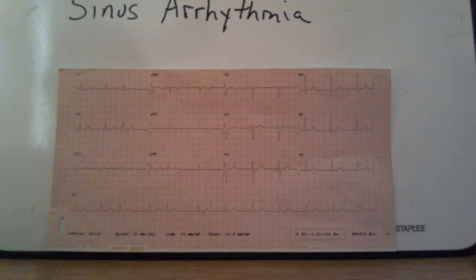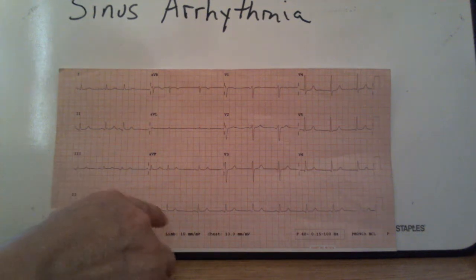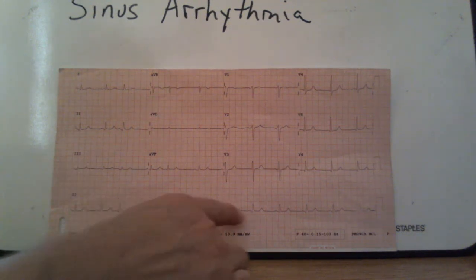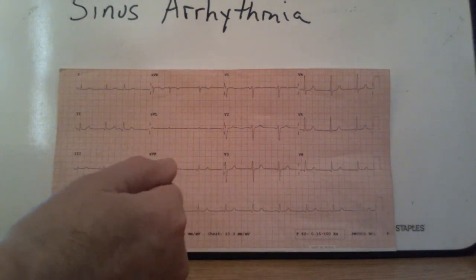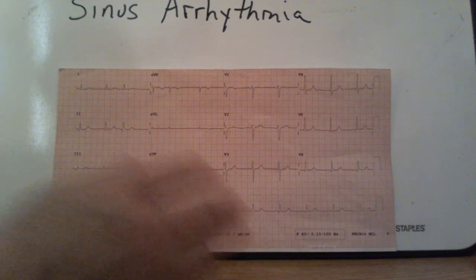So when the person takes in a deep breath and then lets it out, their respirations cause their heart rate to become irregular. So it'll actually speed up when they take the breath in, and as they let it out and relax, it'll slow down. And then if they take another deep breath in, it'll speed up again and slow down.